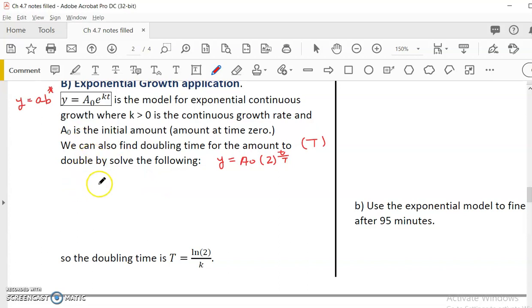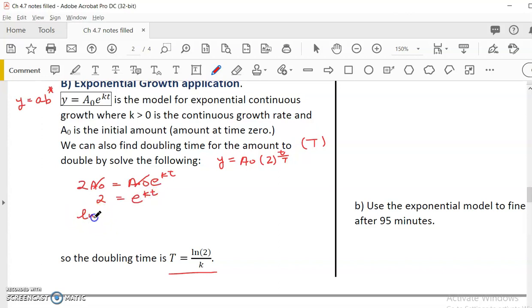So how do I find the doubling time? If I have this model, how do I know the doubling time? We can say, if it doubles, it will be 2 times A0, which is equal to A0 e to the kt, right? So how is the doubling time t associated with the continuous growth rate k? It turns out that there is a formula. But how do I get it? We divide A0 on both sides because it's not 0. So 2 equals e to the kt. I want to solve for t so that it is double, right?